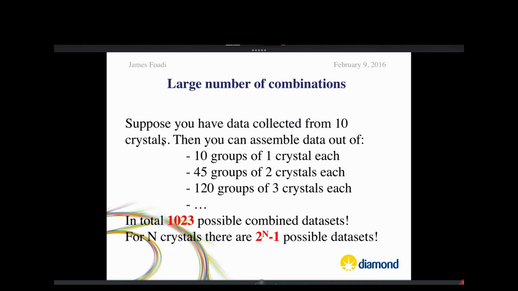In total, we arrive at 1,023 possible combinations. And using the binomial theorem, it is straightforward to calculate that 2 to the power of n minus 1 possible datasets can be assembled out of n crystals. A number that can become very large indeed. It is clear that there are time limitations to create all possible combinations of data from multiple crystals.